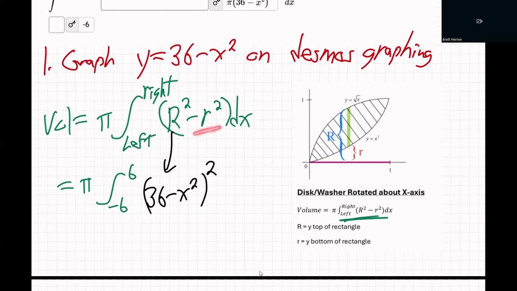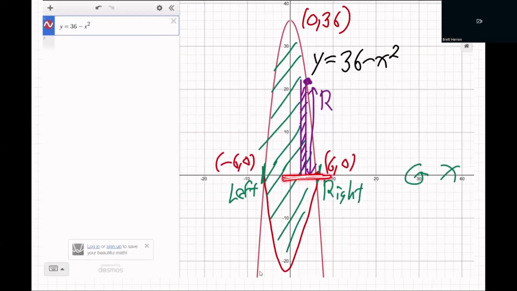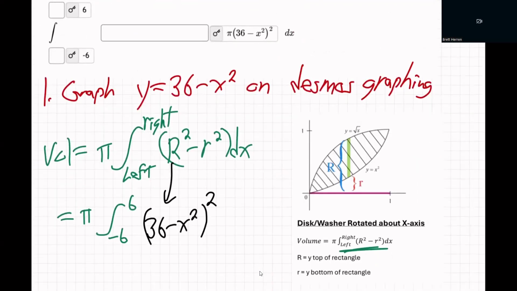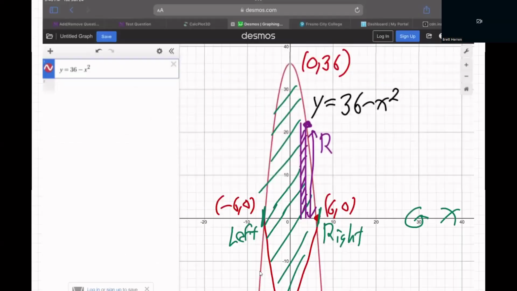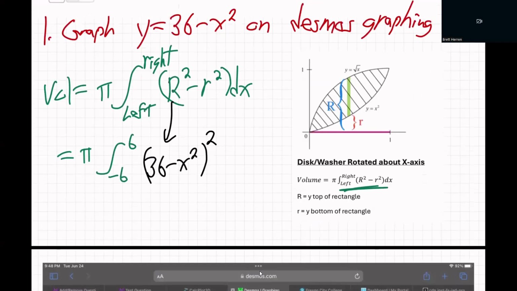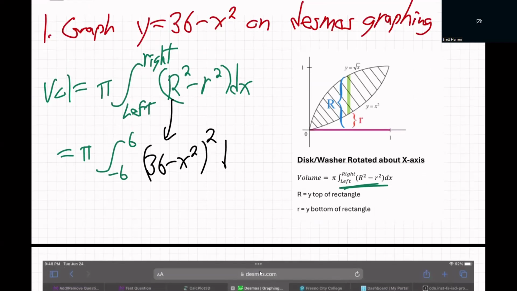And what's the little r? We don't have a little r. Little r is if you have a gap here, ours goes all the way down to 0. This is just generally telling you if you have a washer, a hole in the middle. We don't have a washer, we have a disk, we have no little r. Ours goes all the way down to the axis. So our little r is 0. So that's all we're going to do, dx.